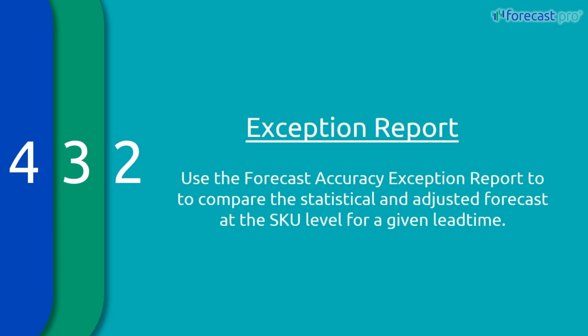For our next few examples, we're going to start focusing on our exception reports. Here in example number 2, we're going to start with the forecast accuracy exception report. This is by far the most used and most common exception report in Forecast Pro. In this example, we'll compare the statistical, which is just the model-based, with our adjusted forecast, which includes all of our overrides. And we'll look at this on a SKU-by-SKU basis to find where we did the worst so we can focus our attention on it.